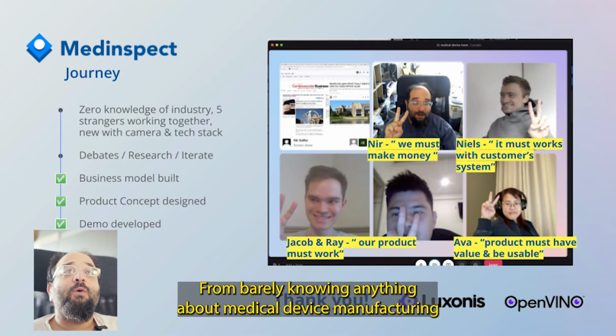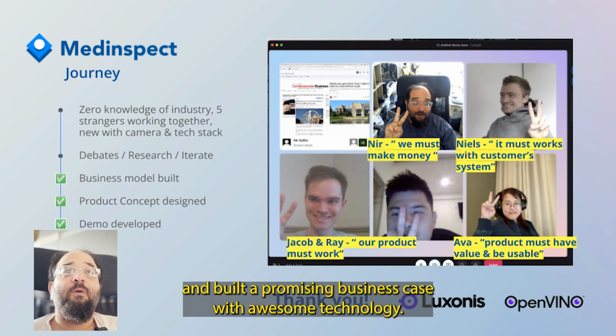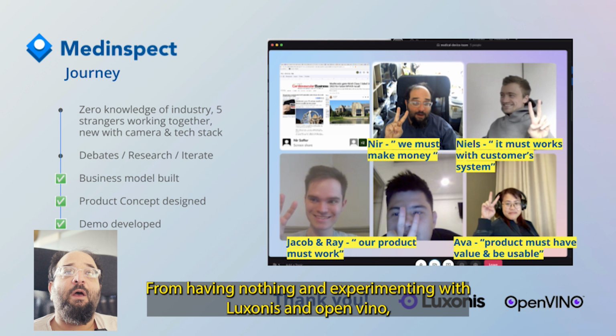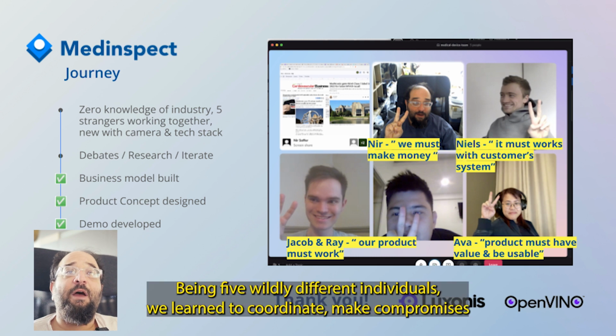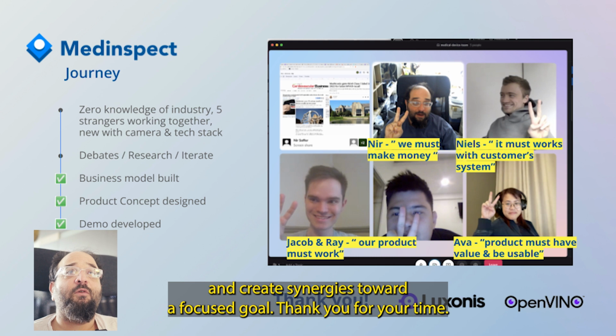From barely knowing anything about medical device manufacturing, we learned a lot about their problems and built a promising business case with awesome technology. From having nothing and experimenting with Luxonis and OpenVINO, we implemented 3D reconstruction and anomaly detection. Being 5 widely different individuals, we learned to coordinate, make compromises, and create synergies toward a focused goal.